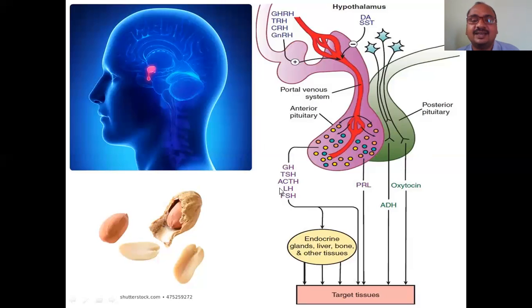AC is in front. ACTH, adrenocorticotropic hormone, growth hormone, thyroid stimulating hormone, luteinizing hormone, follicle stimulating hormone, prolactin, PRL. All the remaining hormones are secreted by the anterior. AC is in front. The administrative office is at the backside. The administrative office is very rich with neurons. That is electrical wiring, electrical supply. Like that you can easily remember.